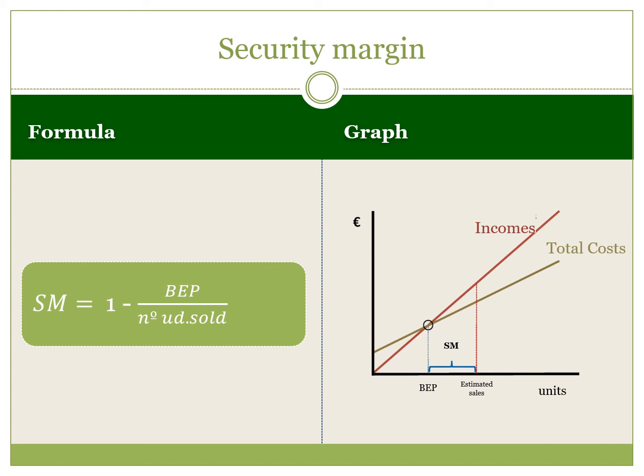As you can see on your right, you have incomes and you have total cost. The place where they cross, that is the break-even point. But the company always thinks they are going to sell more than the break-even point. Their sales are going to be over the break-even point, so they have these estimated sales. The difference between the estimated sales and the break-even point, that's the security margin.